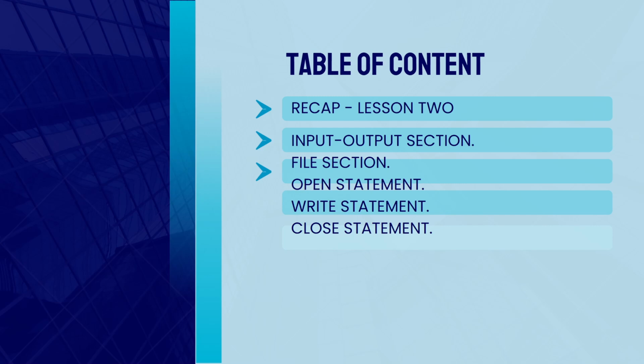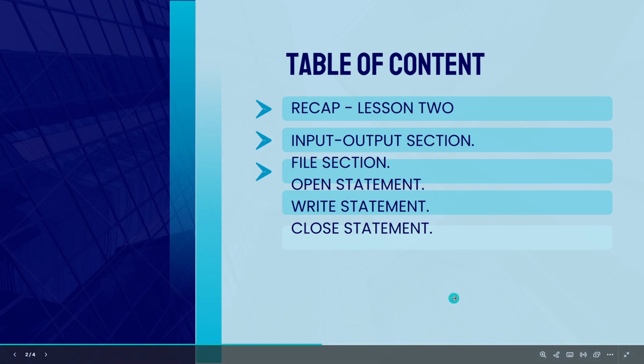Typically, when you need to print the output to the printer, you will use this example. We will be adding a new command under input and output section, and then we have a new statement, file section, and then statements like the open statement, write statement, and close statement. Let's see what they are used for.